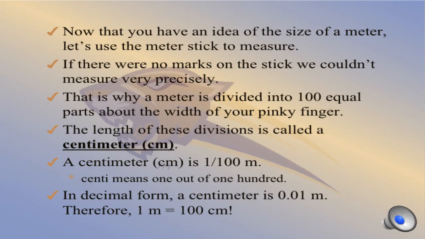So once again, the length of these divisions on a meter stick is called the centimeter. A centimeter is 1/100th of a meter. Centi means 100, 1 out of 100. In decimal form, a centimeter is 0.01 meters. Therefore, 1 meter equals 100 centimeters. Or 1 centimeter equals 0.01 meters.